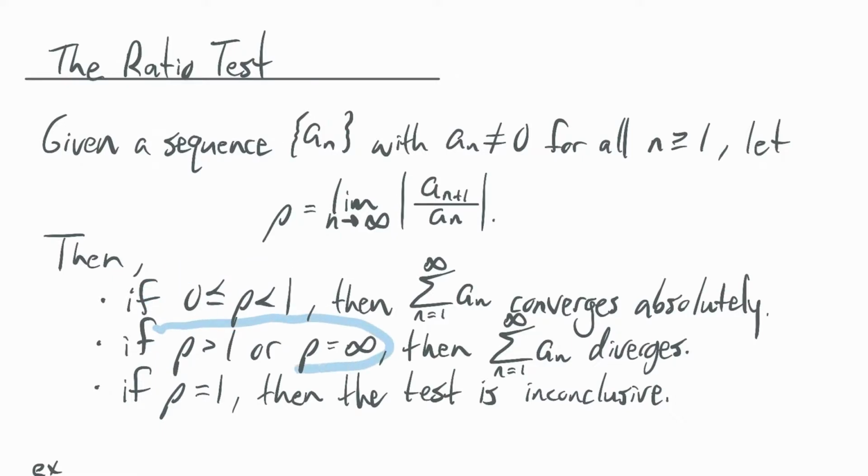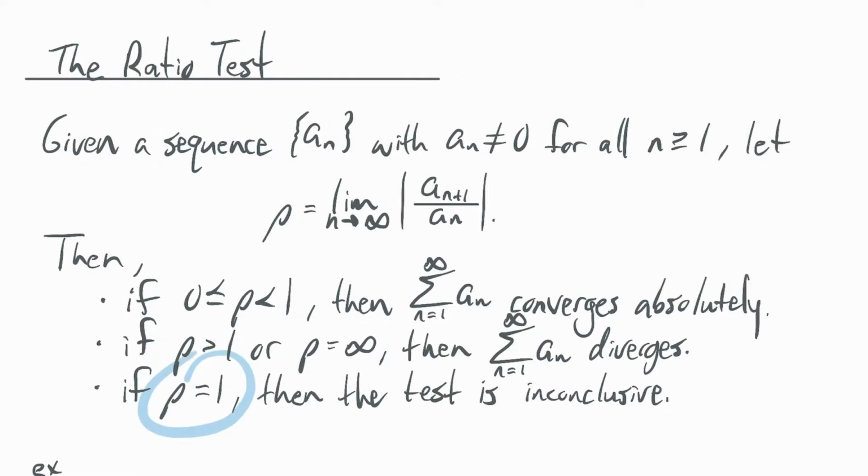If rho is greater than 1, or if rho is equal to infinity, which is a little odd because infinity is not a number, but up here I never said that rho is a number. Rho is just whatever the limit is. And in the case that rho is infinity, the limit is infinity. Then the series diverges in that case.